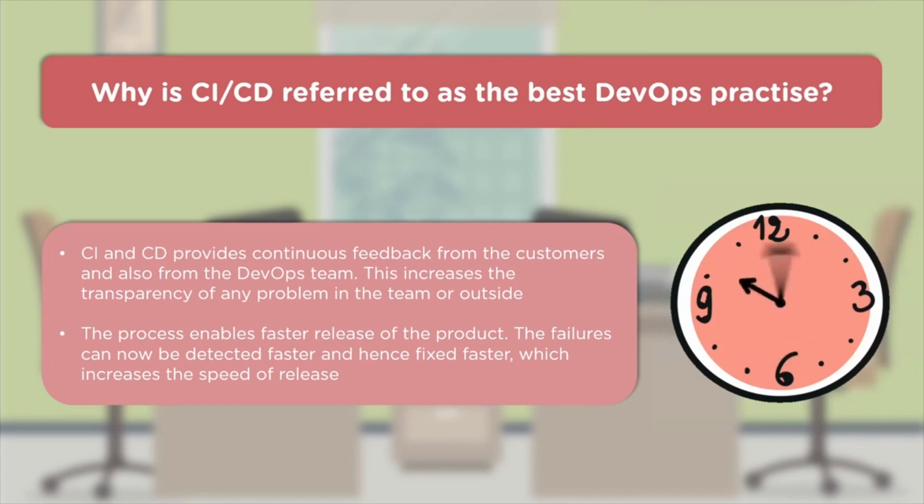So failures can be detected faster, and we can easily find out what the problem is with the code base, what the problem is with the changes, and we can even do hot fixes. Hot fixes, these kinds of ad hoc changes, can also be easily deployed to the production environment within just a couple of hours.